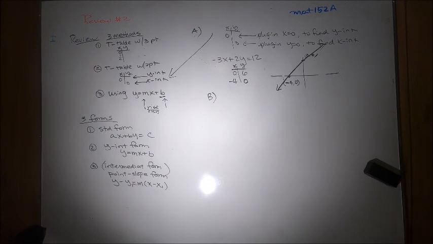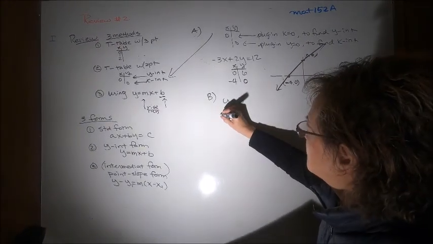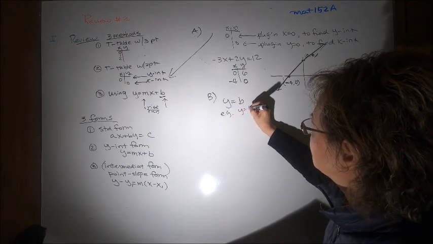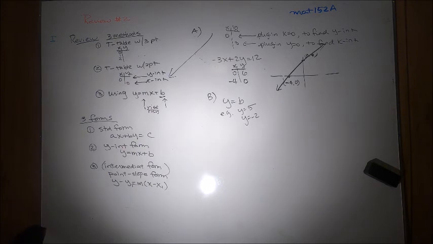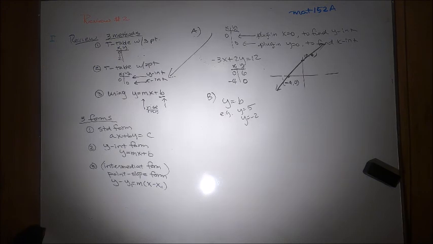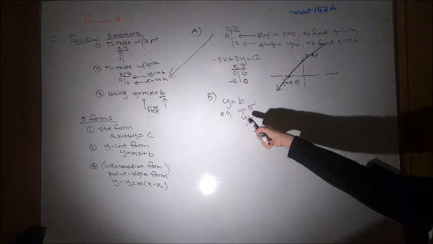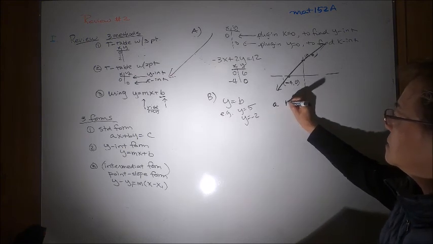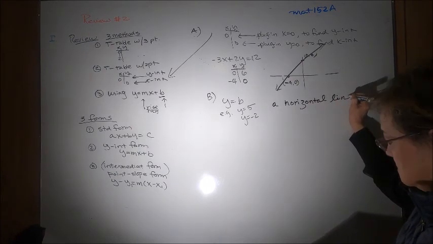Next one, describe the graph of an equation y equals b. B means any number, like y equals 5 or y equals negative 2, things like that. There is no x. It means what? A special case. And x is not there, which means x can be anything, running freely left and right. So that would be a horizontal line, right?